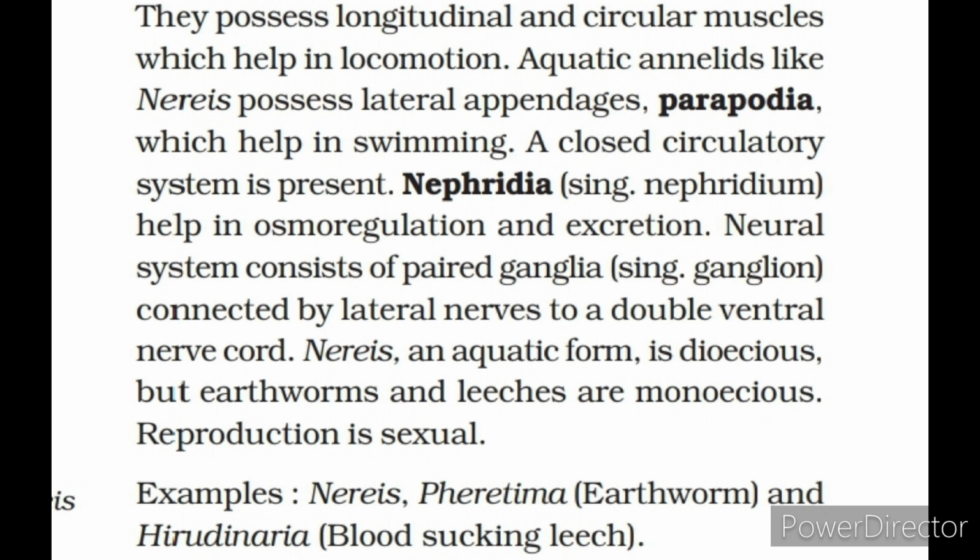Aquatic annelids like Nereis possess lateral appendages, parapodia, which help in swimming. A closed circulatory system is present. Nephridia, singular nephridium, help in osmoregulation and excretion. Neural system consists of paired ganglia, singular ganglion, connected by lateral nerves to a double ventral nerve cord. Nereis, an aquatic form, is dioecious, but earthworms and leeches are monoecious. Reproduction is sexual. Examples: Nereis, Pheretima, earthworm, and Hirudinaria, blood-sucking leech.